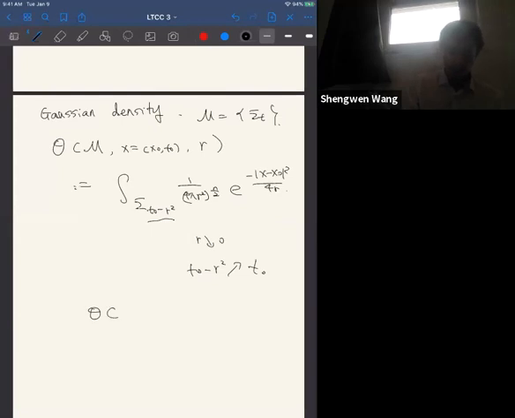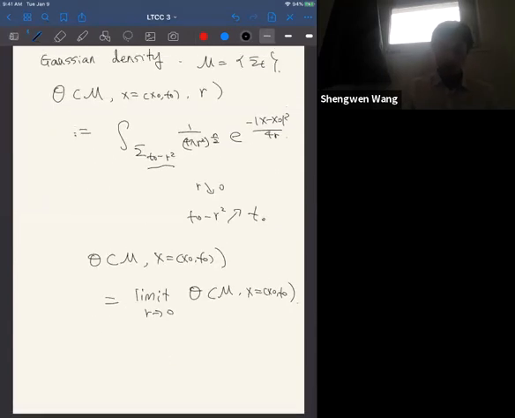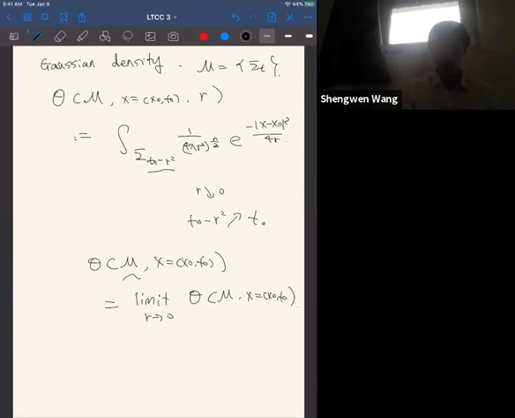and you define the Gaussian density at the space-time point x naught, t naught to be the limit as r goes to 0. Because of the monotonicity, the limit must exist. So given the space-time track of the flow, you can give it a so-called Gaussian density at that space-time point.